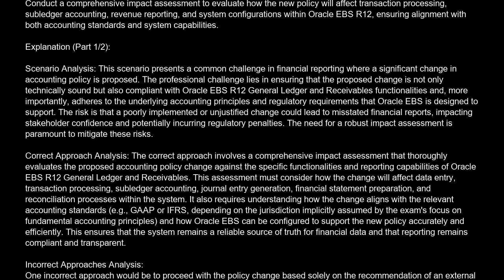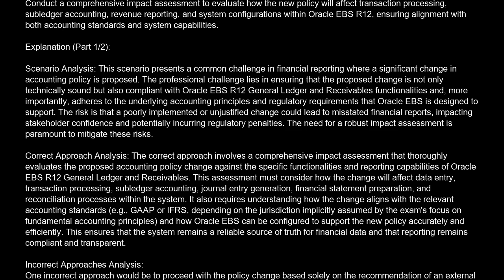The correct answer is B. Conduct a comprehensive impact assessment to evaluate how the new policy will affect transaction processing, subledger accounting, revenue reporting, and system configurations within Oracle EBS R12, ensuring alignment with both accounting standards and system capabilities.